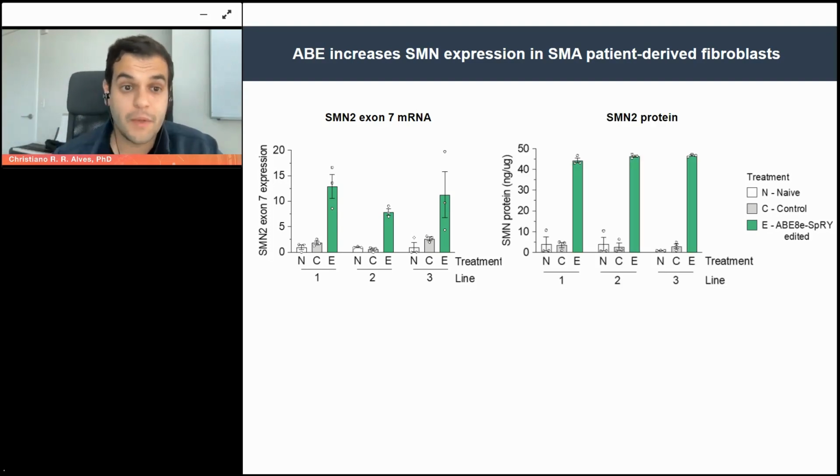And as a consequence, we also have more functional protein, like full-length SMN2 protein. So using this ELISA approach, we see almost a 10-fold increase there. So a lot of SMN2 protein being produced from the SMN2 gene. And just as a reminder, these patients don't have the SMN1 gene producing protein because they have mutations in the SMN1 gene. So what we see here is coming from the SMN2 gene.